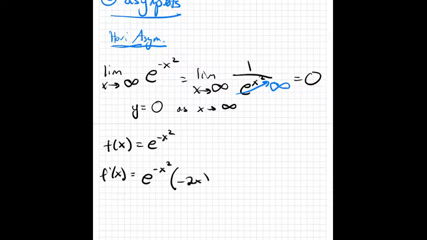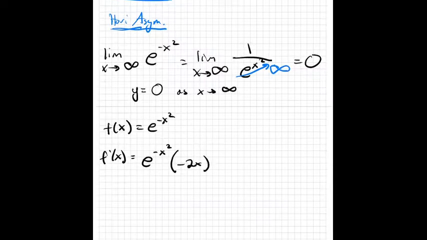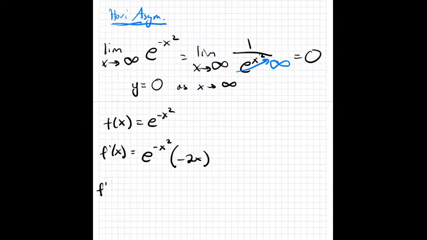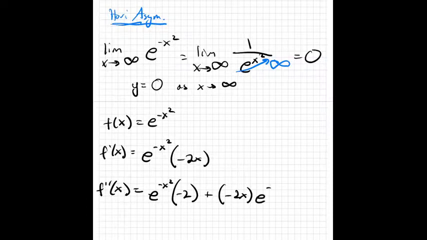And then f double prime. So I'm going to do product rule. So the first times the derivative of the second, which is just going to be times negative 2, plus the second, this, times the derivative of the first. So basically we've got to redo that. It's going to be e to the negative x squared times a negative 2x, okay?